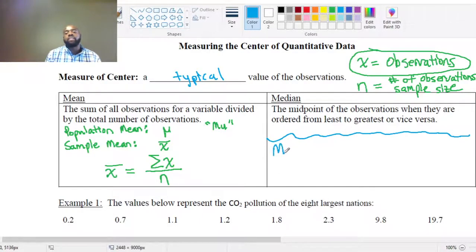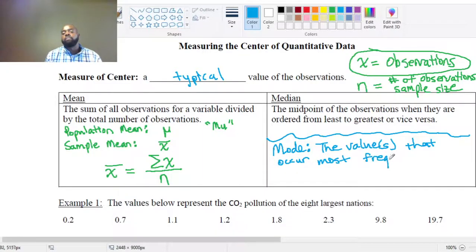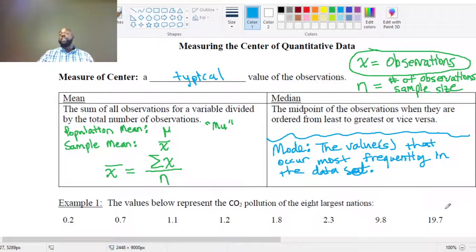All right, and I didn't have this up here. But your mode is the value or values that occur most frequently in the data set. So it's the number that appears most often. And if there's no number that repeats itself in your data set, then you don't have a mode. You'll always have a mean and a median. You may not have a mode.